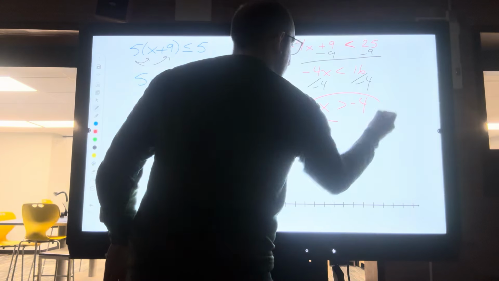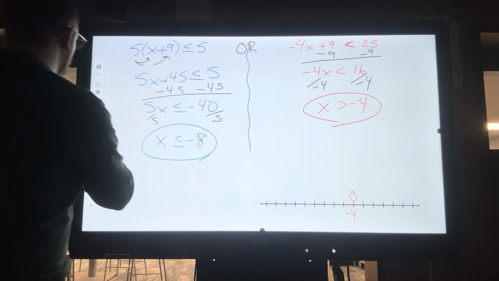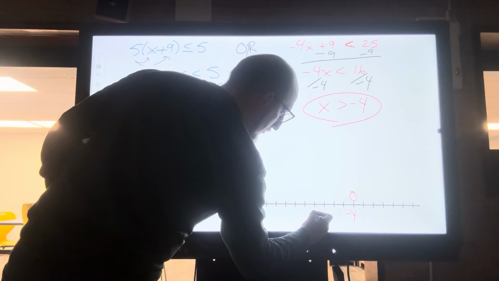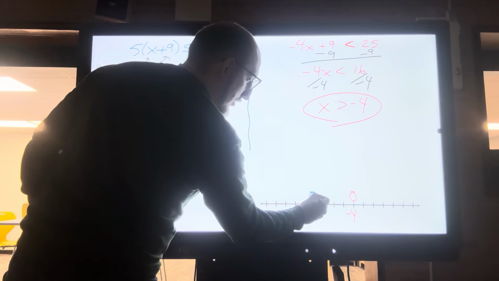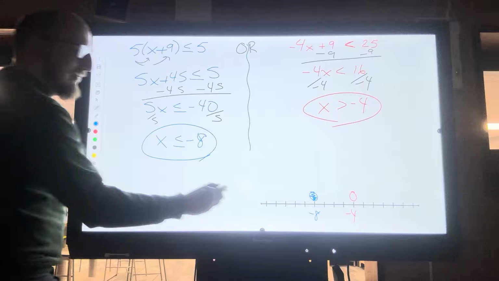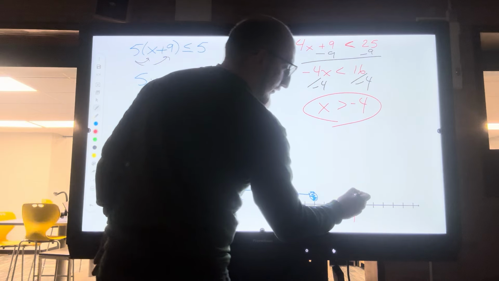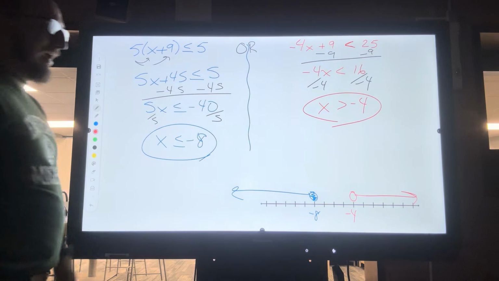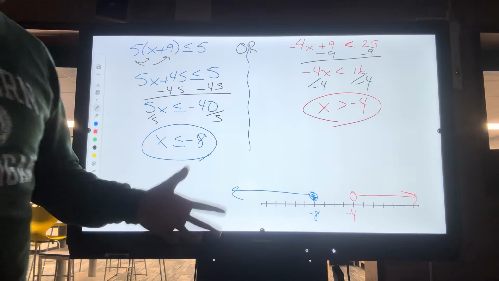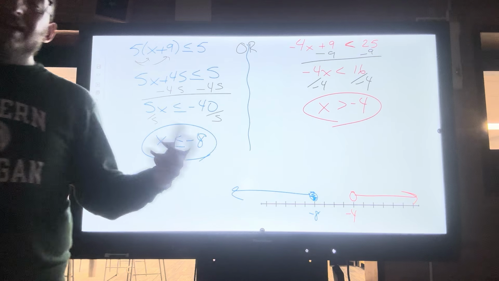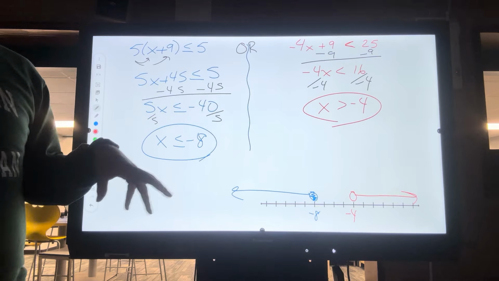So I got my 2 points. I got a point at -4, and I got a point at -8. -8 is going to be colored in. Now, x is less than -8, less is this way. X is greater than -4, greater than that way. And those are our 2 lines. We have our red line and our blue line. Now that's for an or. So that means it either has to be on our red line or our blue line.